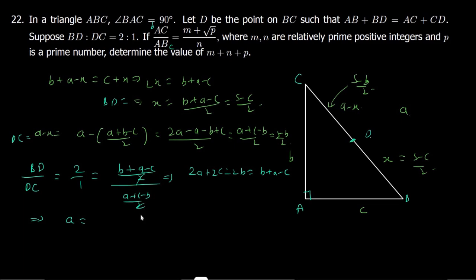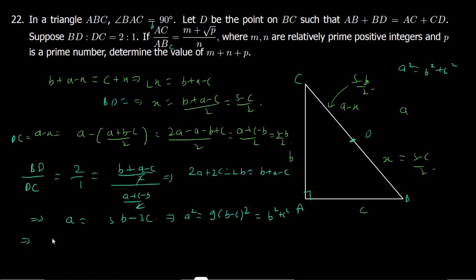2A plus 2C minus 2B. So I will get 3B minus 3C. And if I square on both sides, because I know one of the relations is a square equals b square plus c square. So let me square. A square will be equal to 9 times (b minus c) the whole square, and this should be equal to b square plus c square.